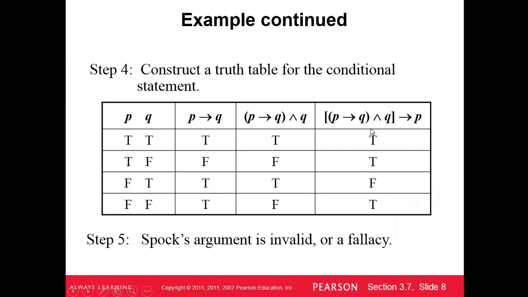So what does that mean? You get to the end, and you're like, oh, I'm just done with my truth table. Well, this does tell us something, because we do not have all truths at the end. That indicates that Spock's argument is invalid, or what we would call a fallacy.